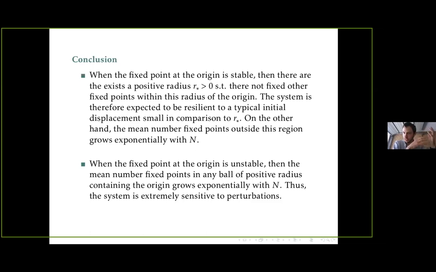The interpretation one would like to give to that is that this is some kind of resilience radius. We expect that if your perturbations are small compared to this R star, then you will stay within the basin of attraction. On the other hand, when you go beyond this R star radius, there will be a lot of fixed points. In any ball with a radius larger than R star, the number of fixed points will grow exponentially with n.